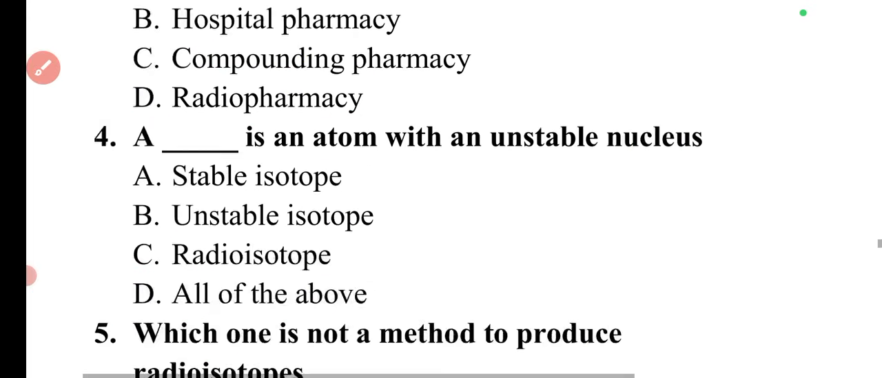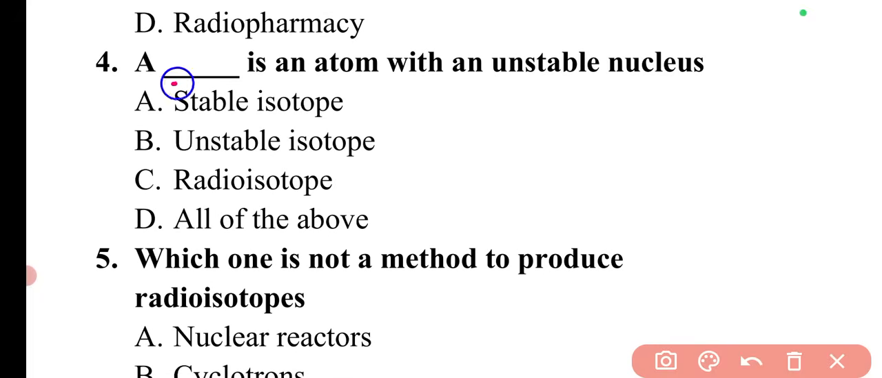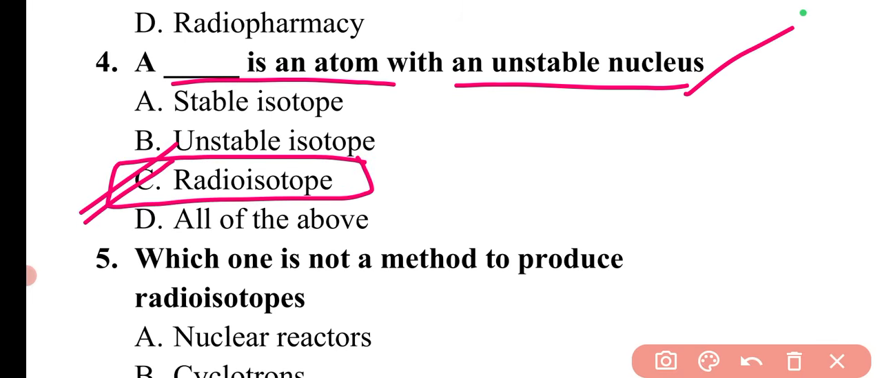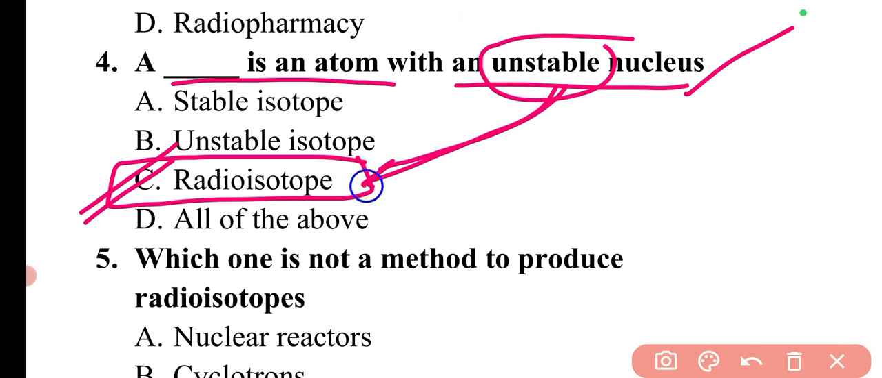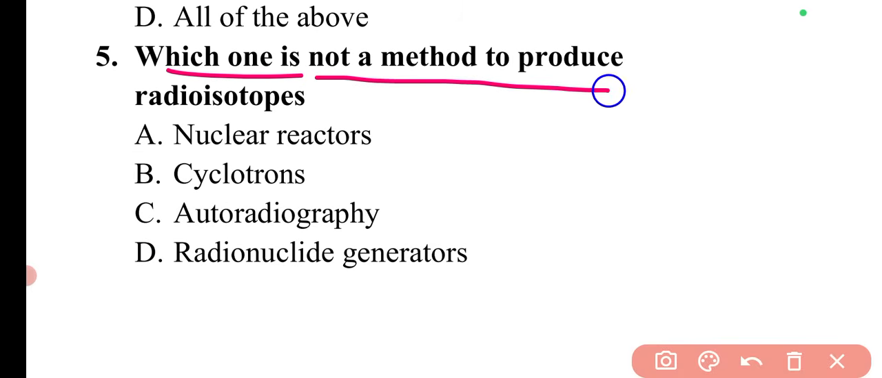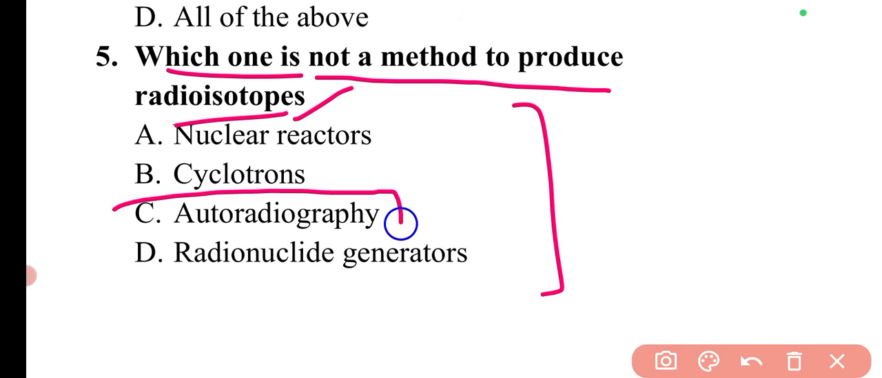Then next question is which dash is an atom with an unstable nucleus? So here the radioisotope is an atom and it has a very unstable nucleus. That's why it is very reactive. So here option C will be the correct answer. Next question is which one is not a method to produce isotopes? So we need to identify the method which is not used to produce the isotopes. So this one is autoradiography. So here option C will be the correct answer.